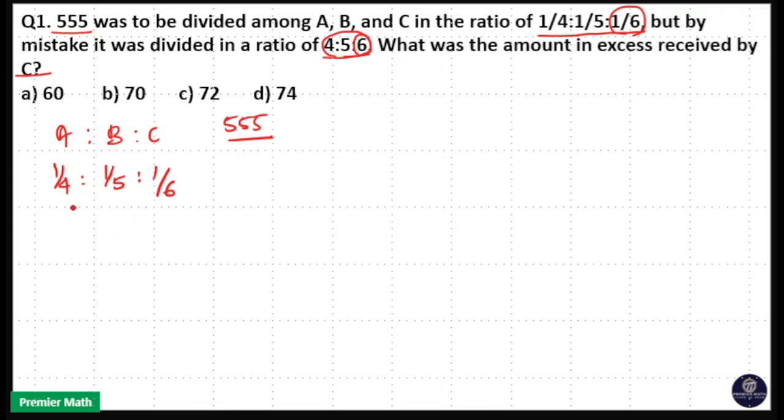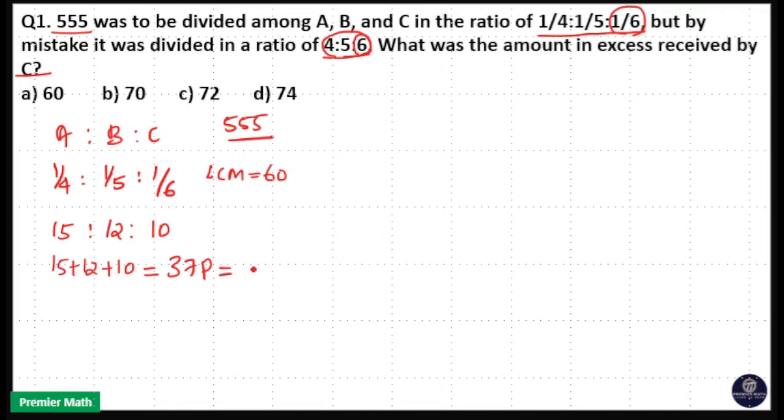This is in reciprocal format. We have to convert it. That is, take the LCM of 4, 5 and 6. Here 5 into 6 is equal to 30. 30 is not divisible by 4. So take the double of 30, that is 60. 60 is divisible by 4, 5 and 6. So LCM is 60. 60 by 4 is equal to 15. 60 by 5 is equal to 12. 60 by 6 is equal to 10. So here 15 plus 12 plus 10, that is 37 parts.